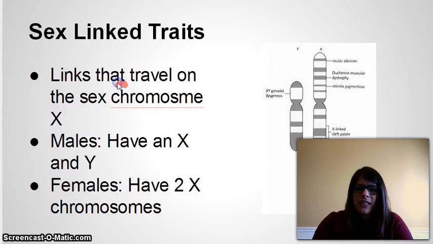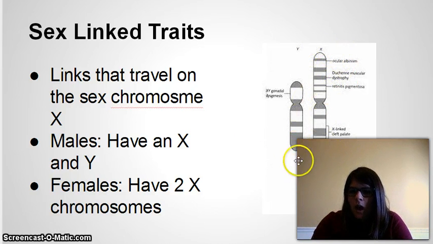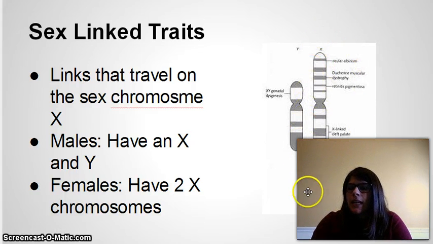Okay, let's move on to sex-linked traits. Sex-linked traits are traits that travel on the sex chromosome X. Now, as you can see right here, this X is a lot larger than this Y. This is due to the fact that everyone has an X, and X has many, many different types of genes, whereas not everyone has a Y, only boys have a Y. So it has a sex-determining gene. So if you do not have a Y, you actually do not have the sex-determining gene. And what our bodies default to then is female.